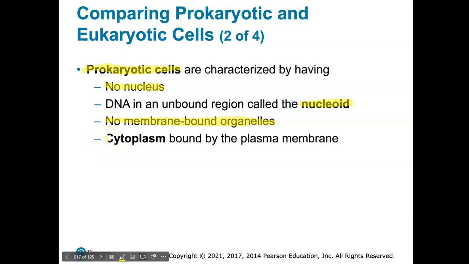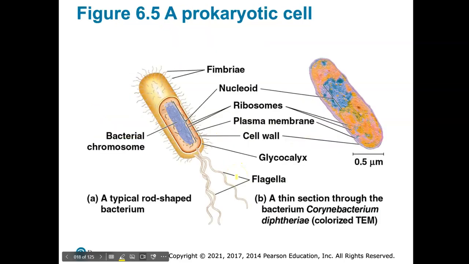Prokaryotic cells are also going to have cytoplasm surrounded by plasma membrane, and then there's going to be a cell wall and even a glycocalyx outside the cell wall for extra protection. So this is a typical bacterial cell, it says bacterial cell here, but up here it says prokaryotic cells. So I guess it could represent a bacterial cell or a cell of an archaea, because both of them are prokaryotic.